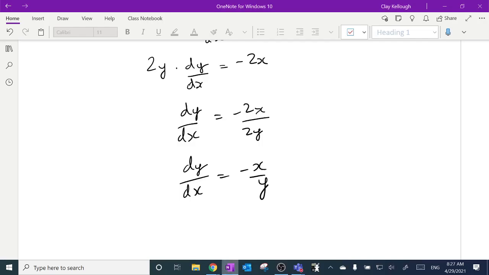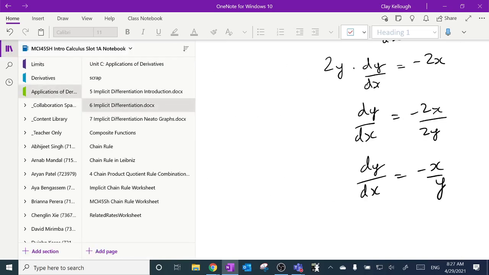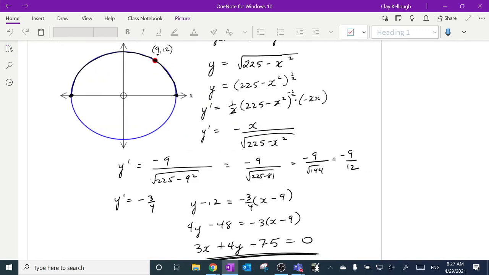Okay, we're live again. So you might be looking at this and thinking about the example we did yesterday and going, how can this tiny little thing be the slope of this circle? Because yesterday, the slope of the circle looked like this. Let's go back to the example yesterday.